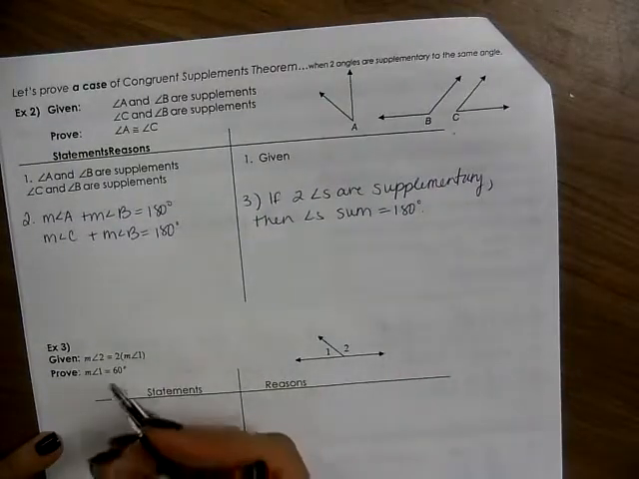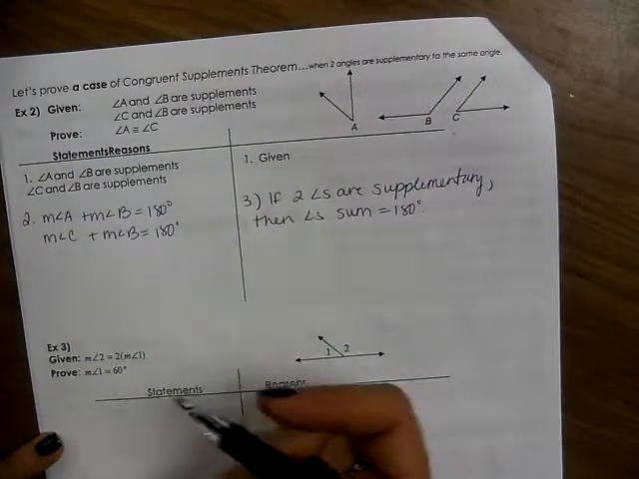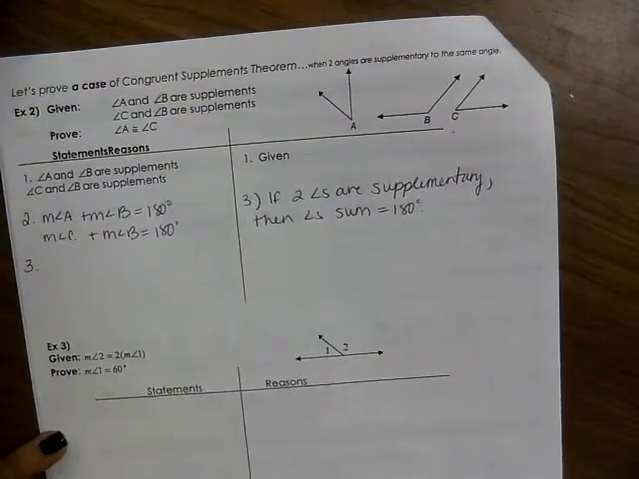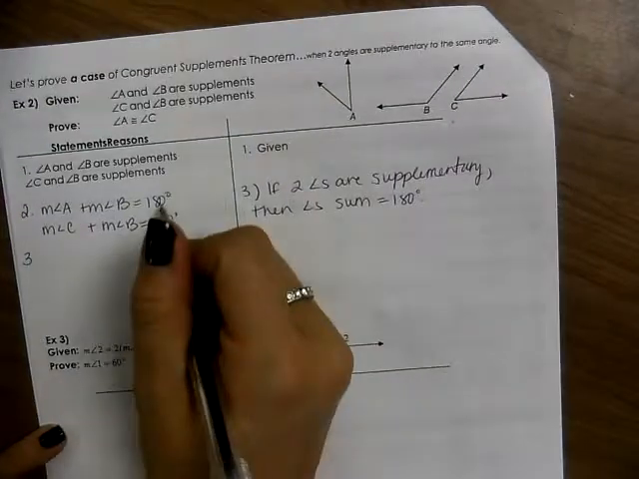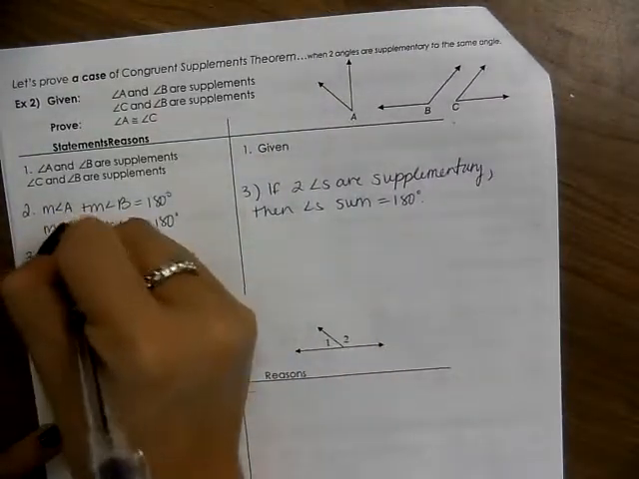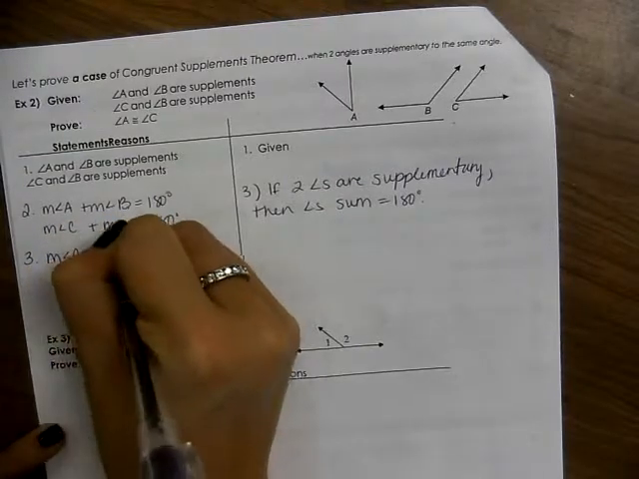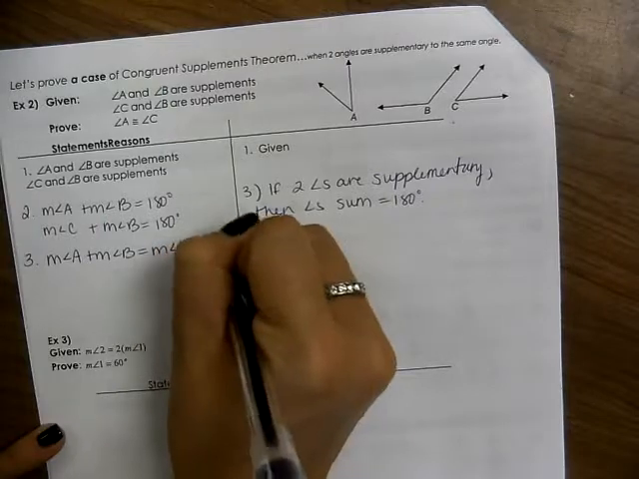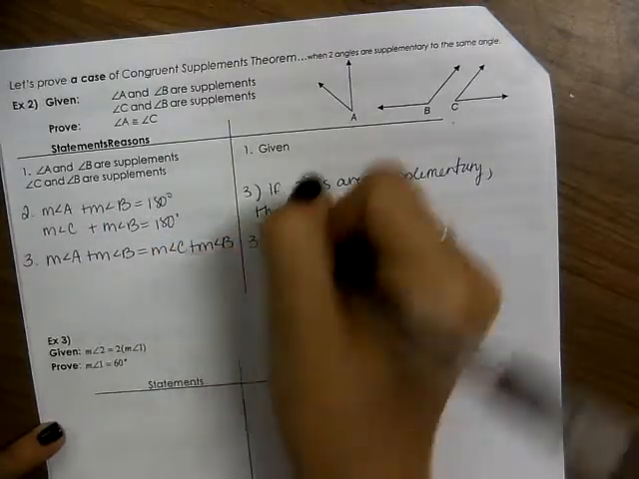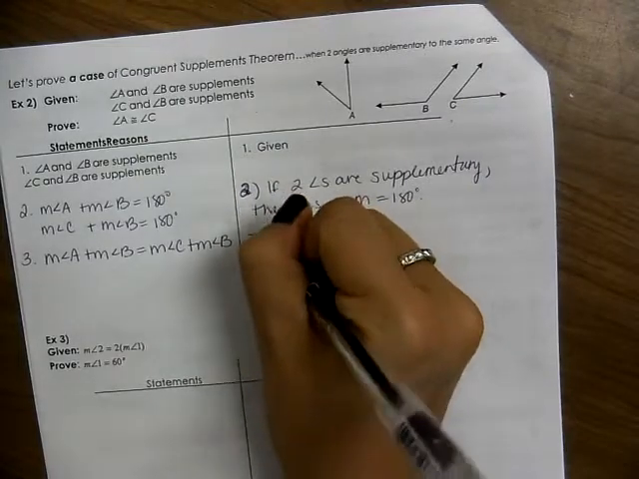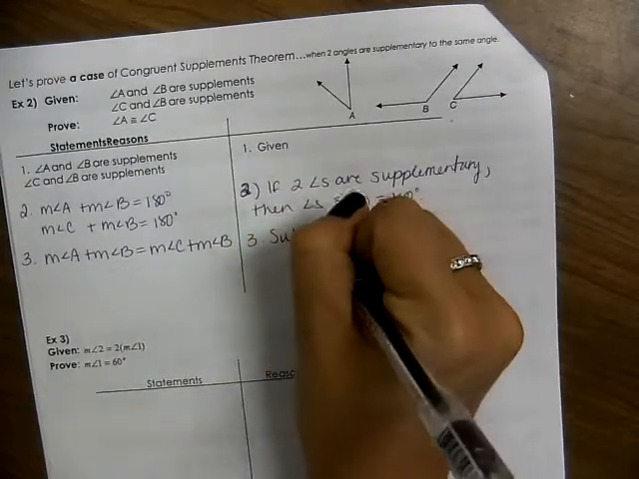Okay, well, if you go back to the proof before this, the next thing we would do, which we've done in almost every proof we've encountered now, is substitution, right? If they're both equal to 180 degrees, then they have to be equal to each other. So I can take the measure of angle A plus the measure of angle B and set it equal to the measure of angle C plus the measure of angle B. Whoops, I numbered this wrong. This should be step 2.